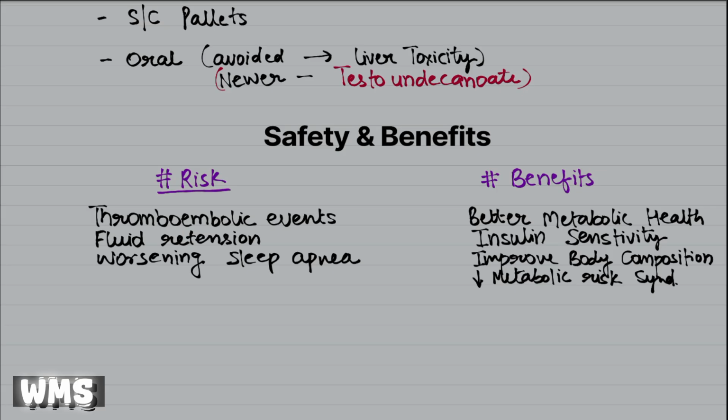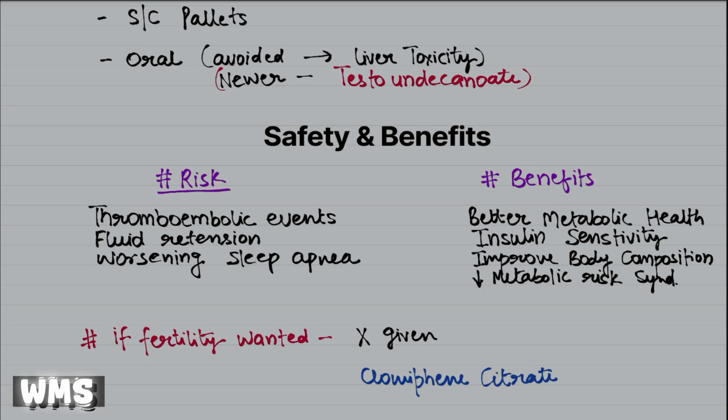A very important clinical point is that in men with secondary hypogonadism who want fertility, testosterone should not be given directly because it suppresses spermatogenesis. Instead, drugs like clomiphene citrate are preferred as they stimulate the body's own testosterone production.